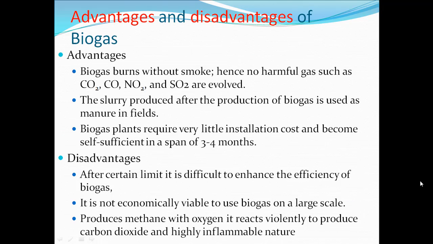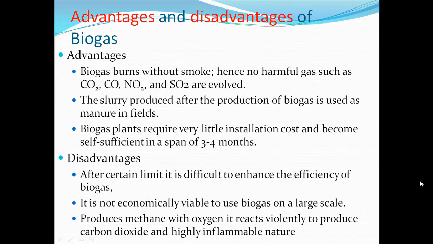Now we'll see the advantages and disadvantages of the use of biogas. Biogas burns without any smoke, hence it is not much harmful. It contains CO2, CO, NO2 and SO2. The slurry or the waste produced after the production of biogas can be used as manure. Biogas plants require very little installation cost and become self-sufficient in 3 to 4 months.